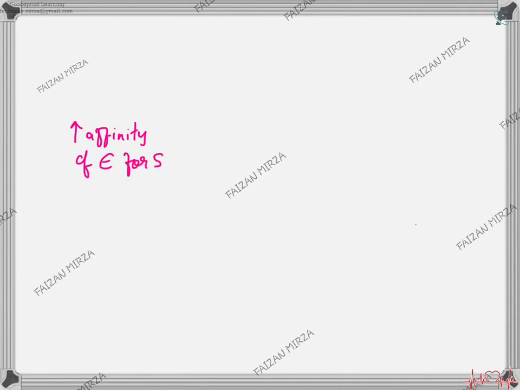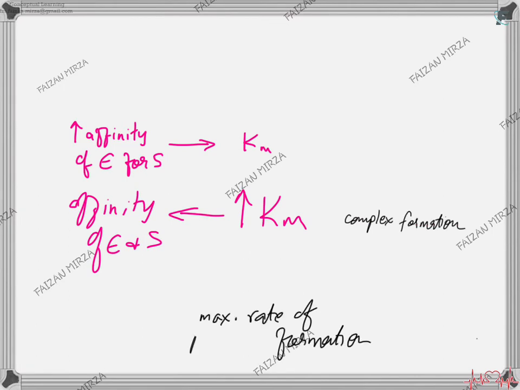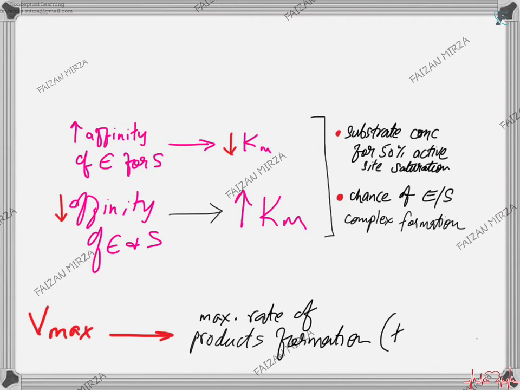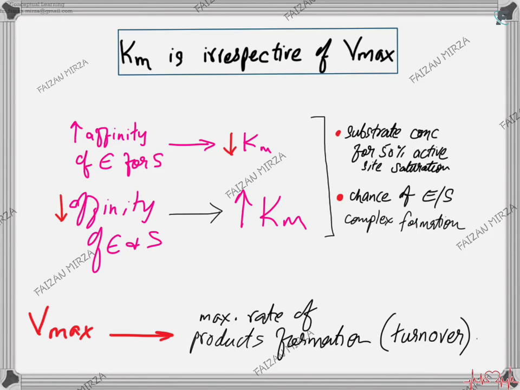Affinity, as I told you: the increased affinity of enzyme and substrate means the Km value would be decreased, and if the Km value is high, the affinity of enzyme-substrate complex formation would be low. And this is just the maximum rate of formation of product, which is Vmax. So Vmax and Km are different conditions. They both are independent of each other. You can't use Vmax to predict Km, or use Km to predict Vmax. They are irrespective of each other.